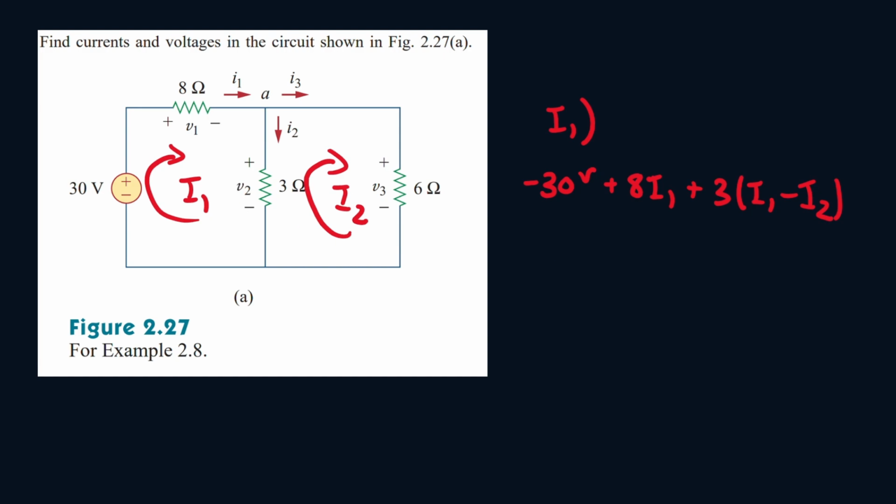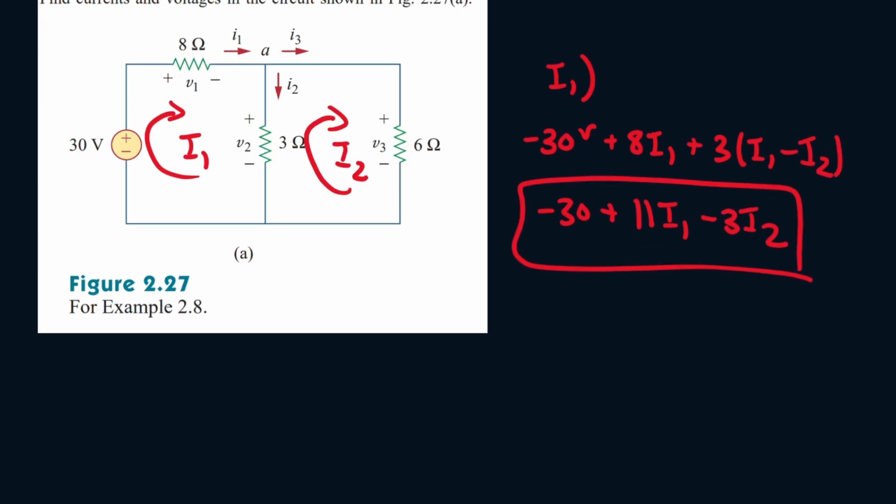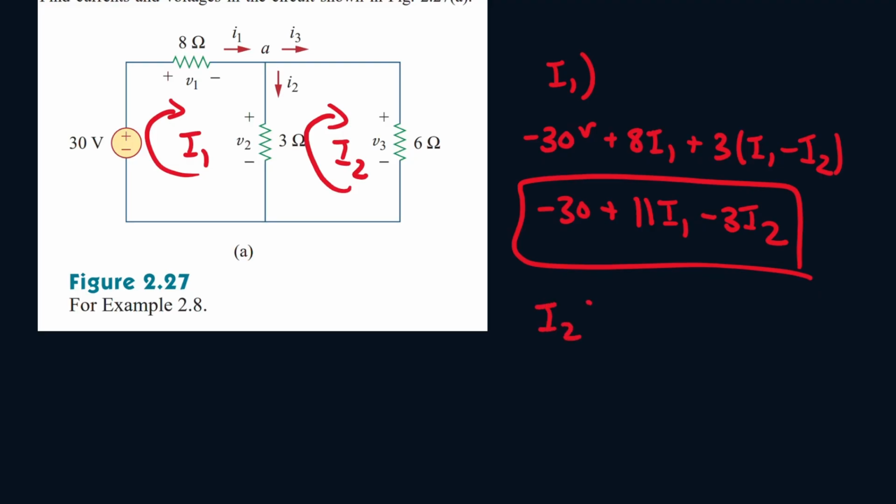Now let's simplify this. So it'll be minus 30 plus 8I1 plus 3I1 minus 3I2. We have two like terms, so it'll be minus 30 plus 11I1 minus 3I2. Okay, so this is our first equation. We have that down. Now let's move on to our second mesh.